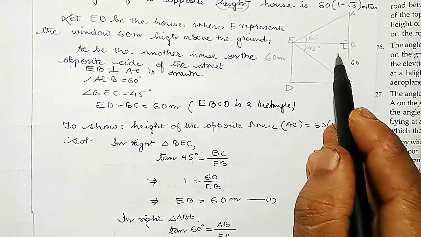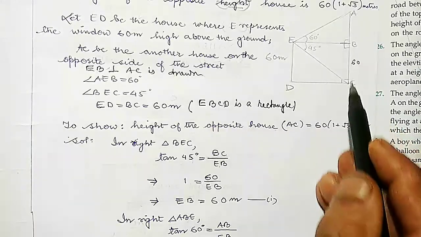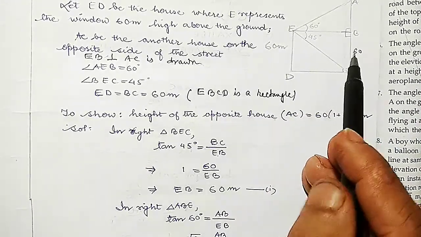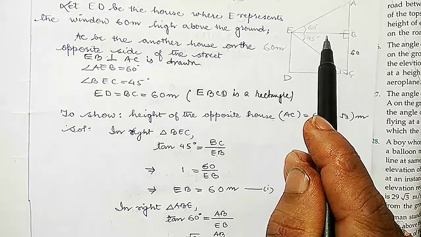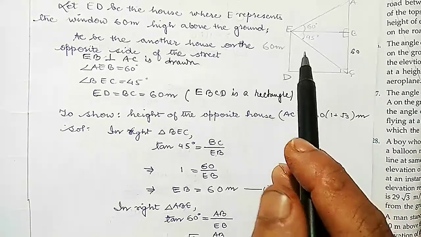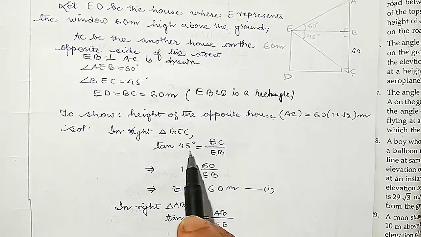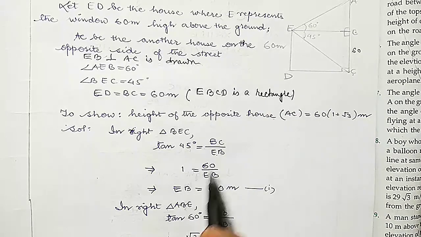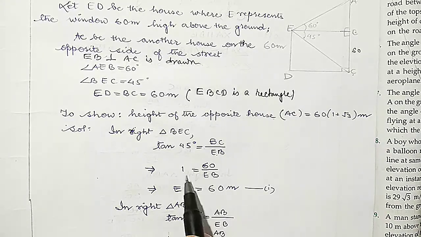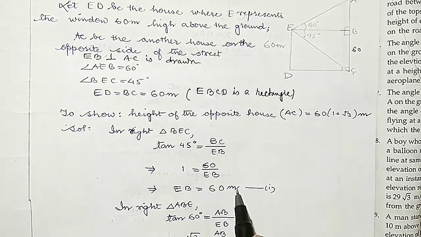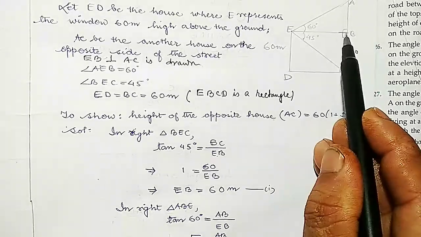So we can use tan theta here. Tan 45 will be BC by BE. So here tan 45 is BC by EB, because this is the perpendicular, this is the base. And if you want to relate these two, we have to use tan theta. That's why I have used tan theta here. So tan 45 is BC by EB. Tan 45 value is 1, so 1 equals 60 by EB. If I cross multiply, I am going to get EB equals 60 meter. So this part we got 60.